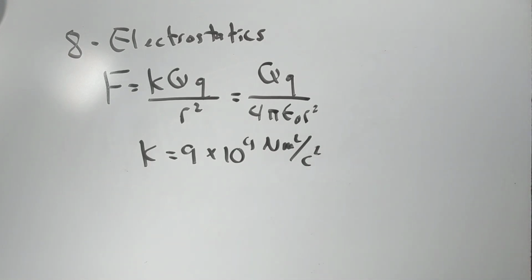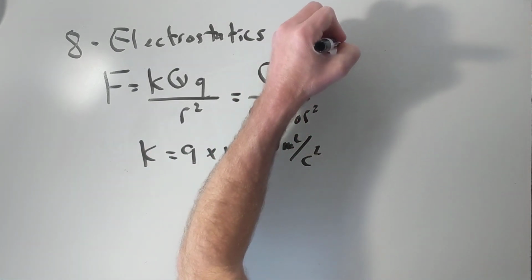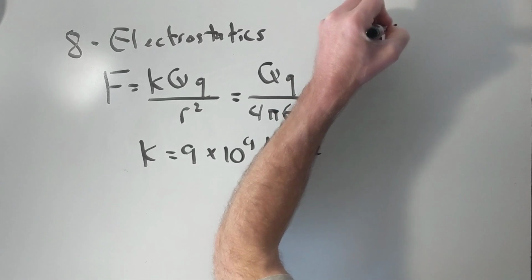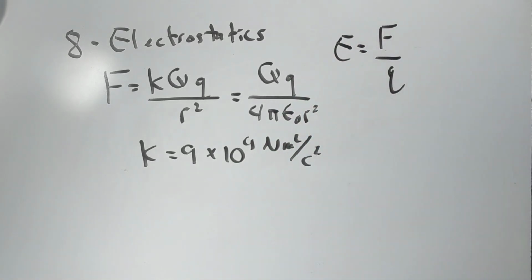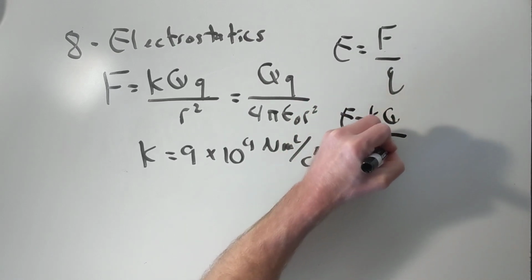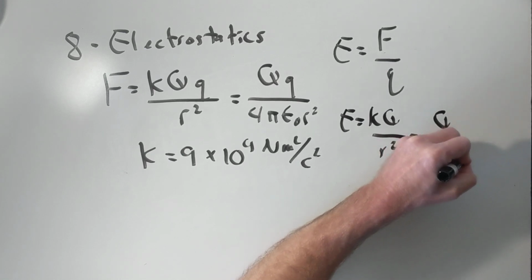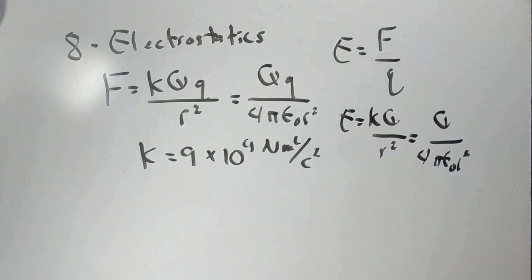Now, in that same vein, what we found was something called the electric field, and the electric field is the force per charge. It's kind of a strange thing to get involved with, but I would really make sure you understand in your own mind what the electric field is. Given that it's force per charge, the electric field would be either kq over r squared, or q over 4 pi epsilon naught r squared. Either one of those. Again, this is also a vector quantity.